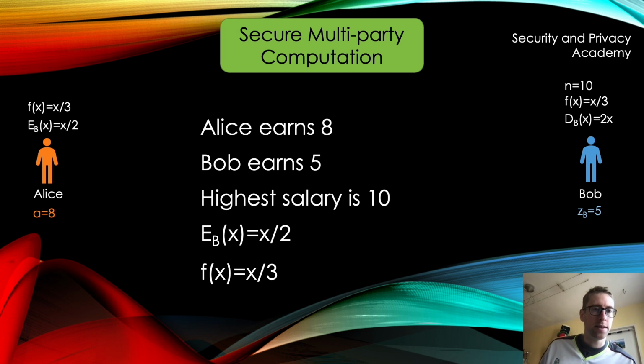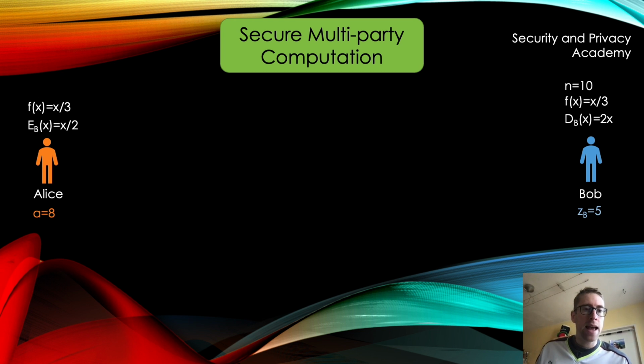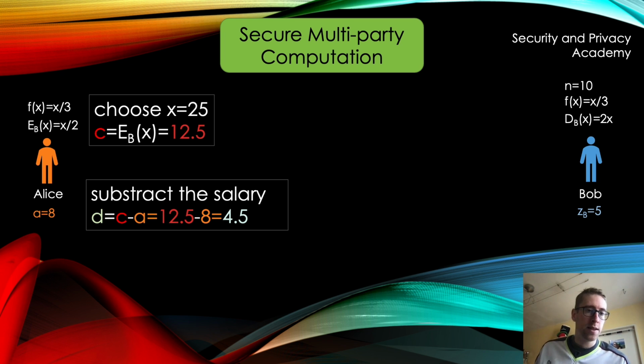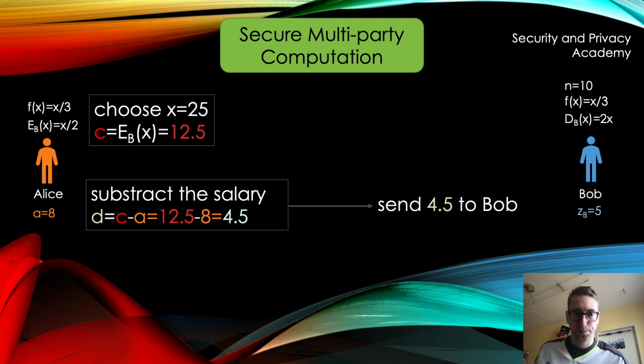So let's start the algorithm. Alice chooses an x equals 25, therefore the encryption, so c equals 12.5, which is half of 25. She then subtracts her salary, and the resulting number, 4.5, is sent to Bob. So in addition to everything she knew before, she now also knows her chosen x, which is 25, and obviously she knows the value for d, and so does Bob.